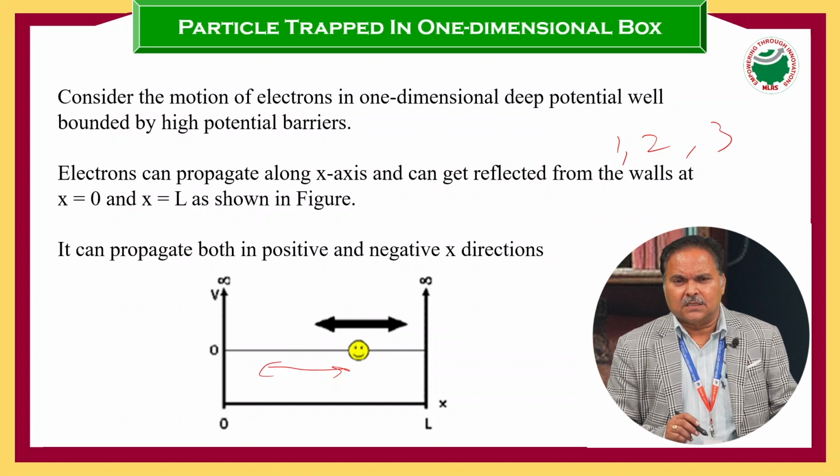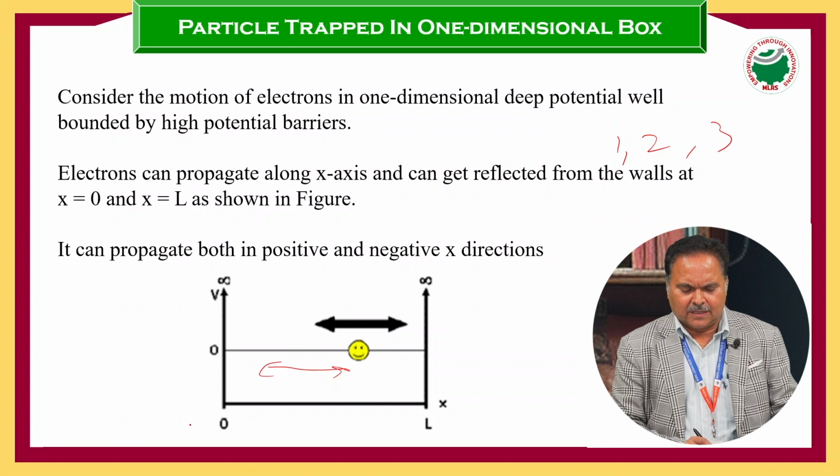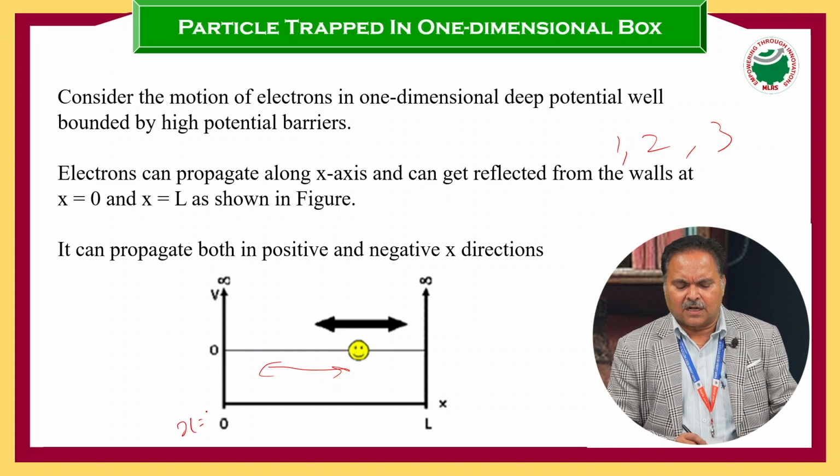The box starts at x is equal to 0, and the length goes up to x is equal to L. That is an L-length box we are using. The electron will be moving inside the box along the x-axis. It can propagate in both positive and negative directions. As I said, it will go and collide with the boundary, then come back along the same path, collide once again, and come back, like that, in forward and backward directions.